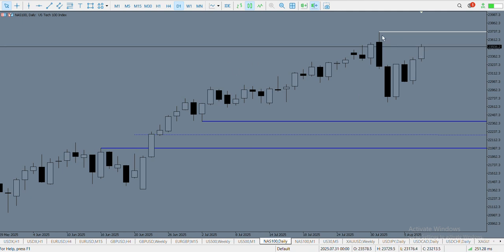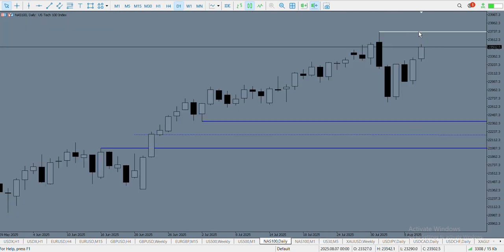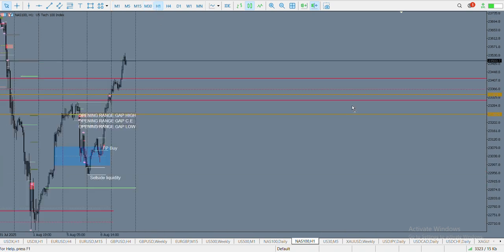So in short, I'm bullish while the dollar index is retracing from the buy side that took above this 99.44. So the dollar index is moving lower. I'm expecting Nasdaq to start moving higher and propel into this high above 23,726.3. So let's look at a 1 hour chart.